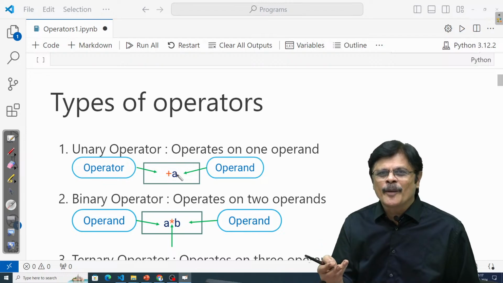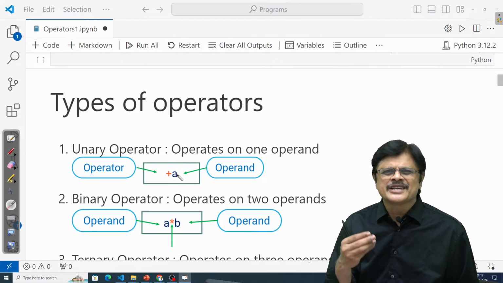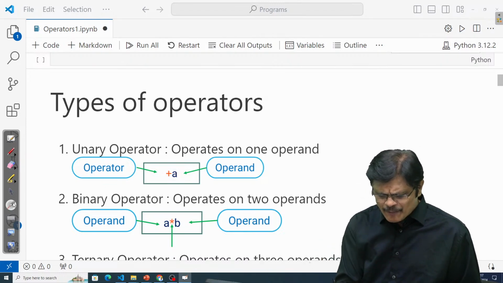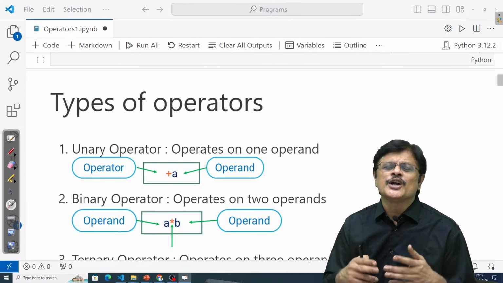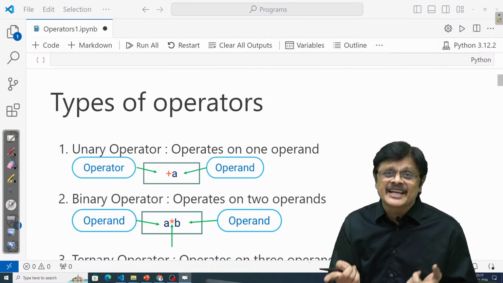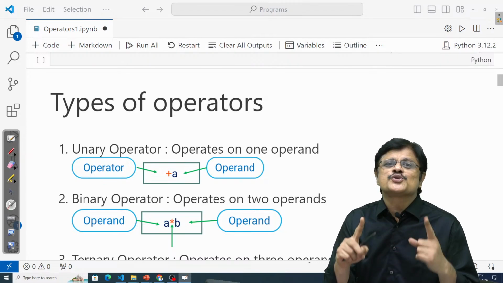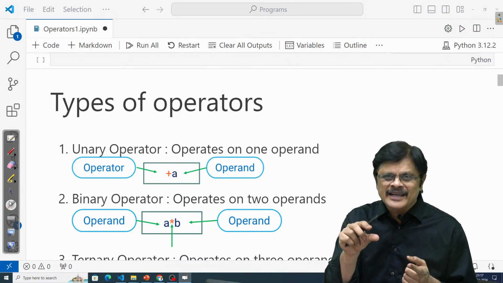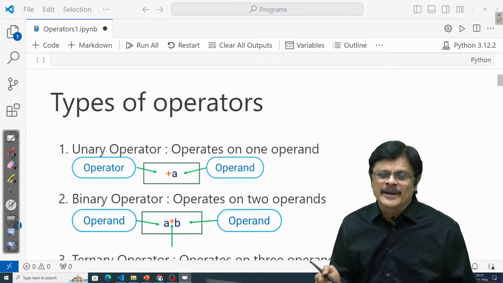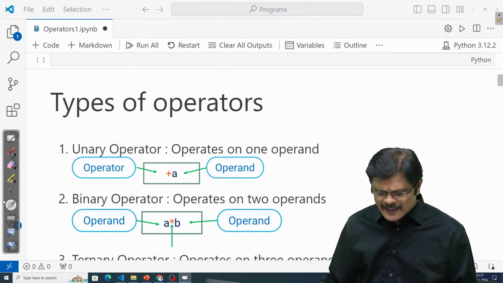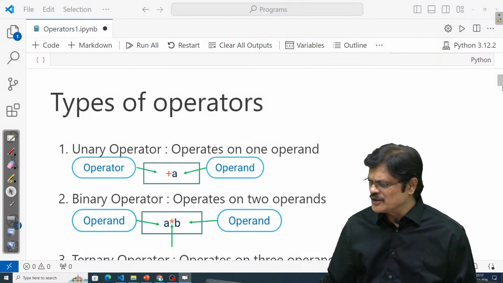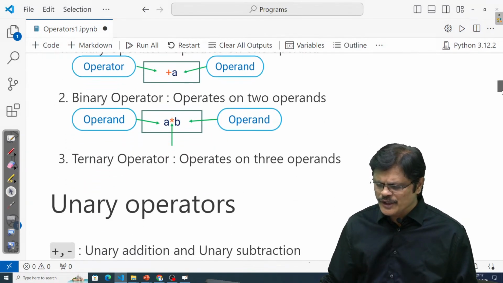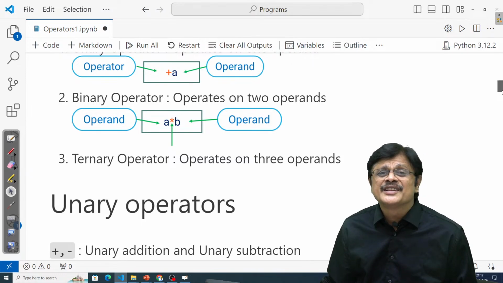Here the story of operators and precedence of operators is very simple. And what about a binary operator? It operates on 2 operands. See, binary means it requires 2 operands. So this operator operates on 2 operands. We also have the ternary operator. The same conditional operator we have even in Python, sir. We will discuss it later on. I have not shown any diagram for that. It operates on 3 operands.